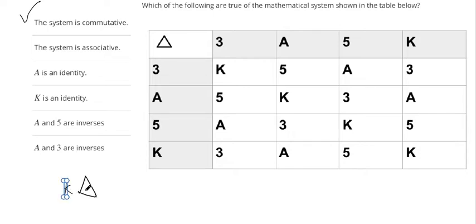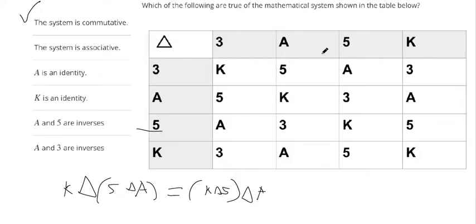Let's throw in another one. 5 triangle A, that should be the same thing as K triangle (5 triangle A). So real quick, 5 in the row, A on the column. 5 and A gives us 3. This is 3. And then K on the row, 3 on the column gives us 3 for a result. That's what this left side is.